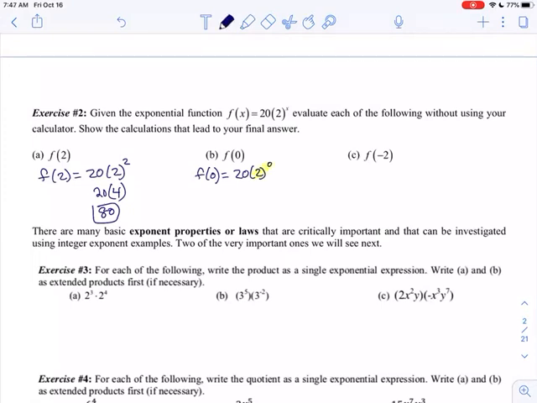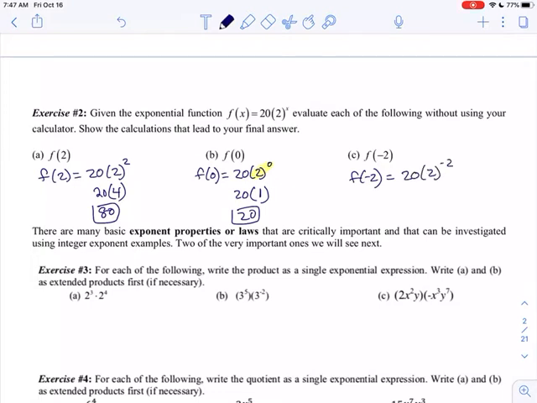B has f of 0. 20 times 2 to the 0 power. Well, we just learned anything to the 0 power is 1. But that 20 is hanging out in front, so 20 times 1 is 20.